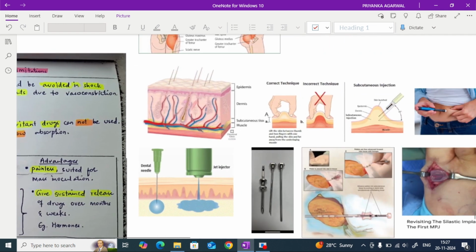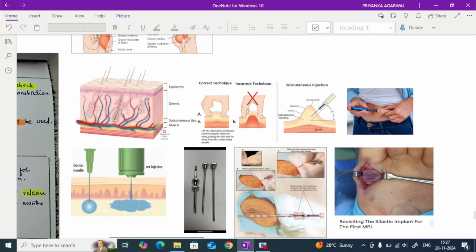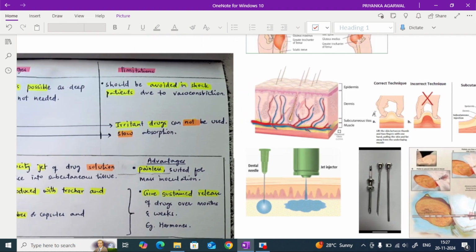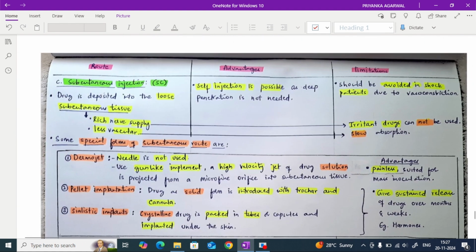So how is self injection possible? You need to just pull up the skin and inject the drug like this. You might have noticed diabetic patients taking insulin shots like this, right? That is nothing but subcutaneous injection of the insulin drug.